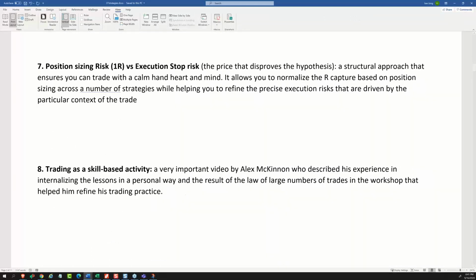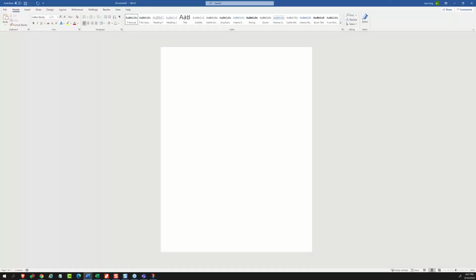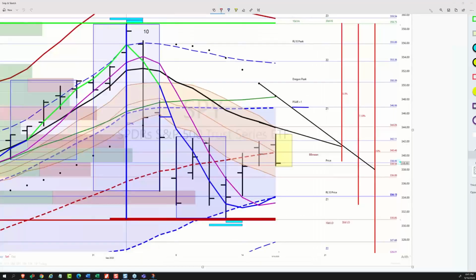All right, so that's all I'm going to cover for tonight, 5 and 6. Tomorrow we're going to do position sizing versus execution, then trading as a skill-based activity, because this is going to get into the management of risk. Okay? So there we are. Hopefully you guys found that refresher helpful.